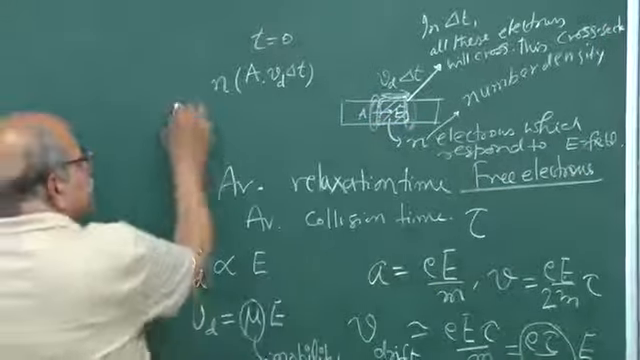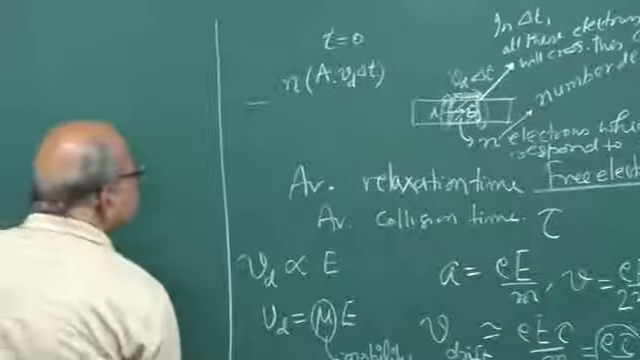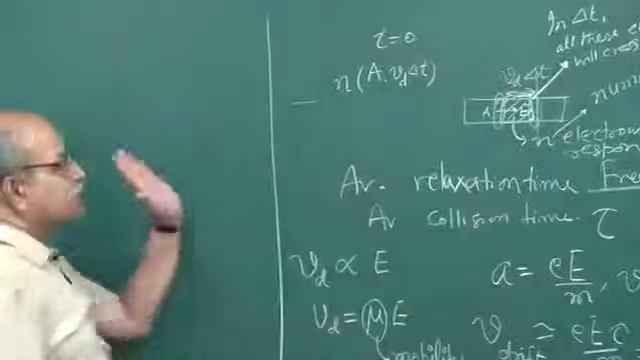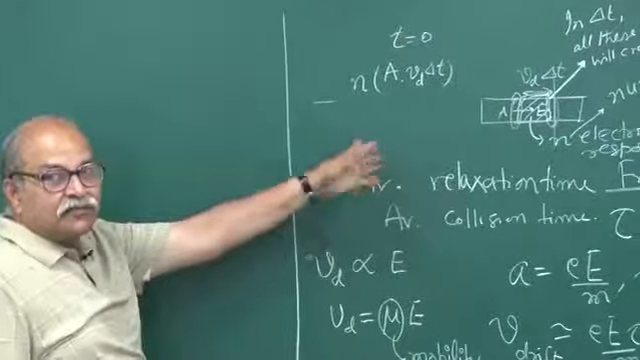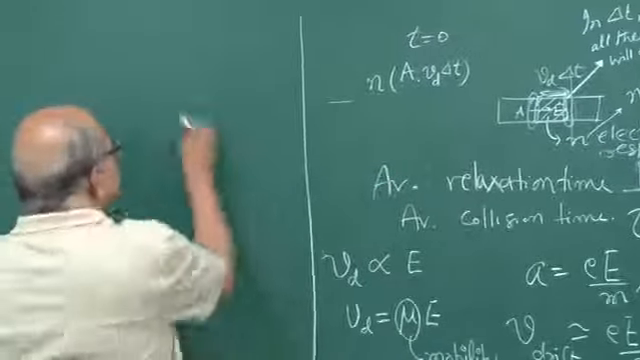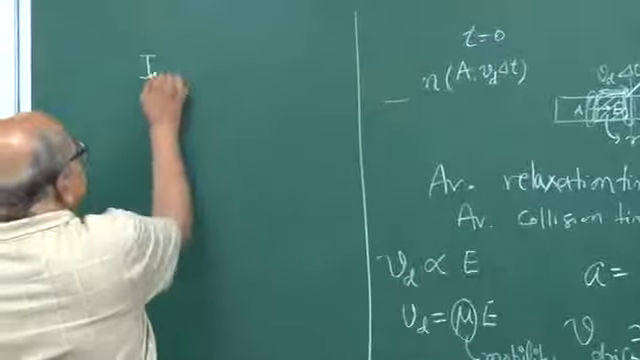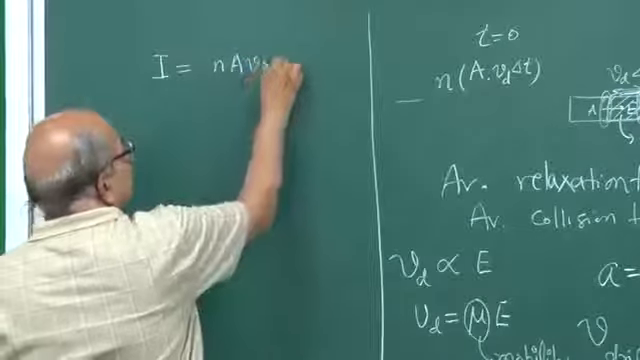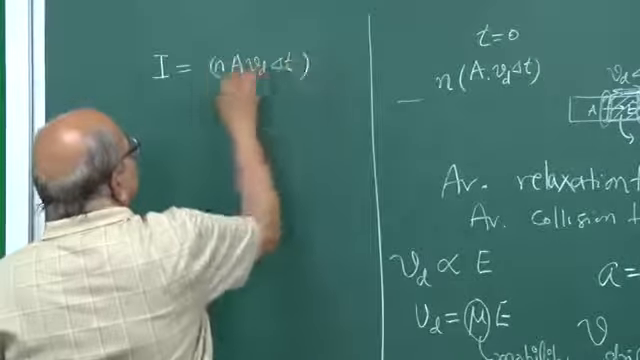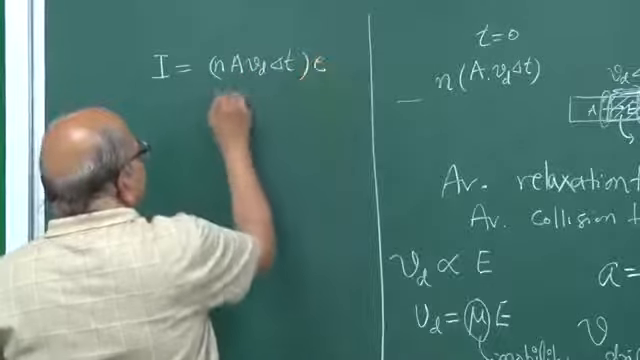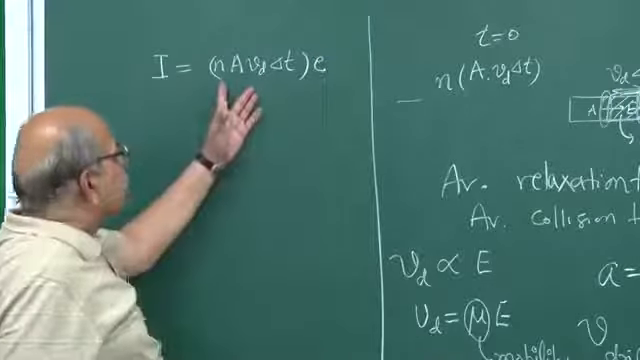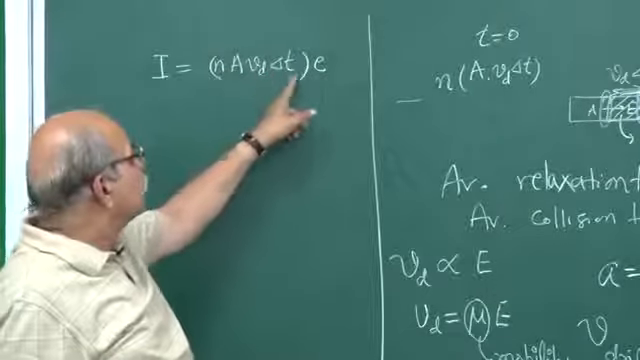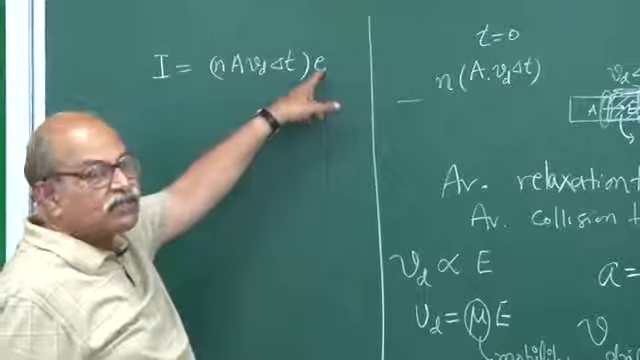Okay, so you can work out what is the current. Current is charge crossing per unit time. So the current will be N times A times Vd times delta T multiplied by E. So this is the current, this is the charge. This was the number of electrons. On each electron you have this much of charge.